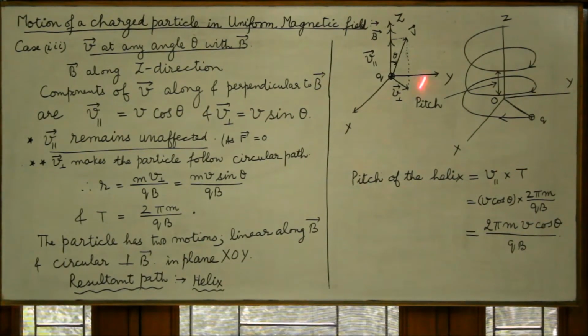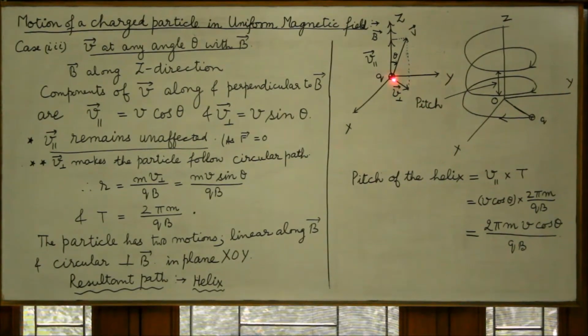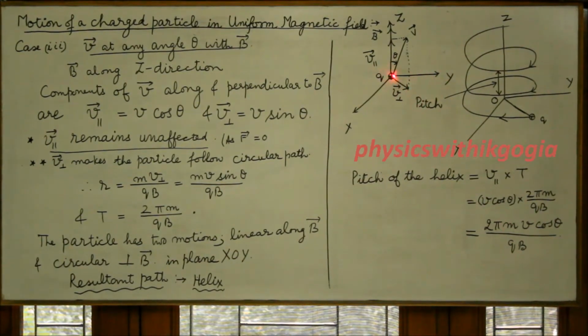Now this diagram you need to look at closely. This is a 3D diagram. The foot of the perpendicular from V will lie in the x-y plane and not on the x or y axis. So this is the field along the z direction. You may assume it to be vertical. The other component will be in the horizontal plane, that is the x-y plane.